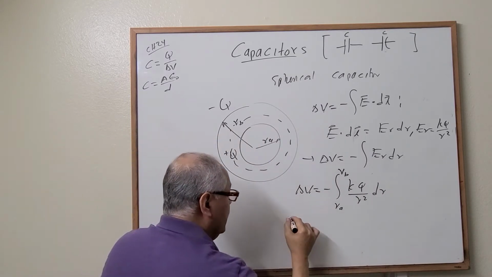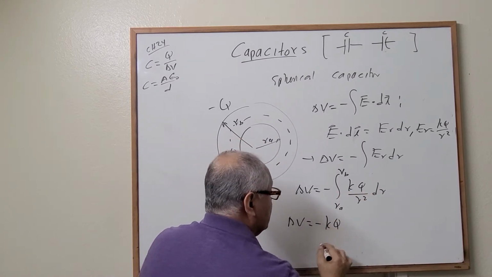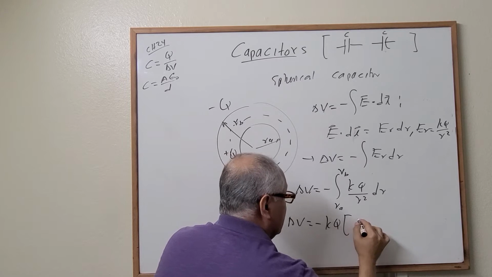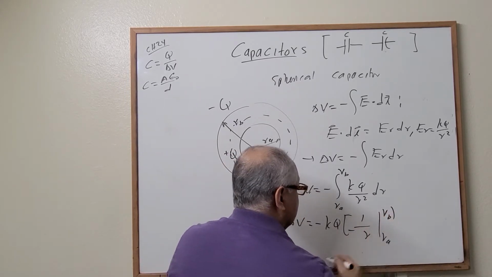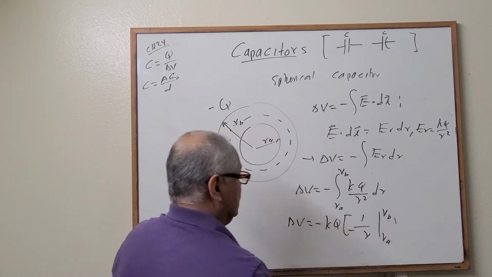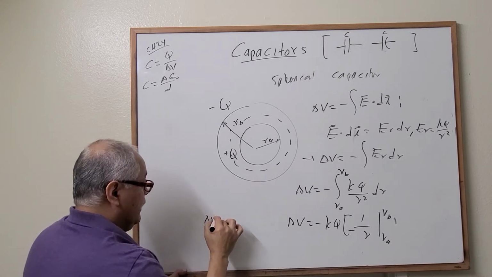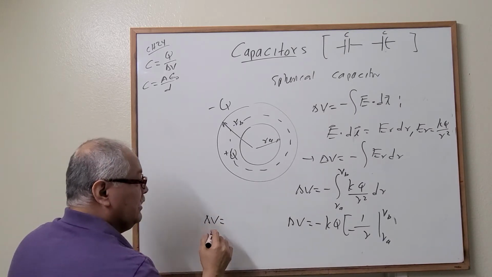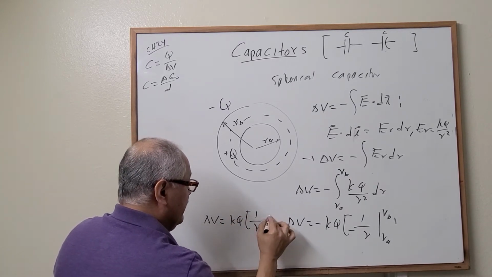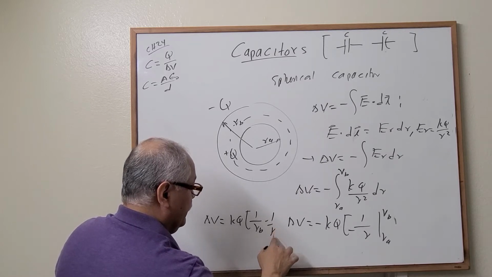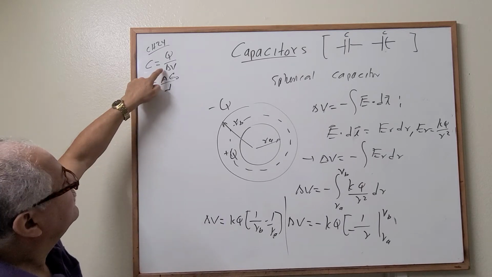Right, now the potential difference equals negative the integral of the field. The integral is the total charge, correct? 1 over r is negative, correct, from this position to that position. Okay, now from here we can find that this potential difference equals kq times 1 over rb minus 1 over ra. Correct. Now let's substitute this value right here.